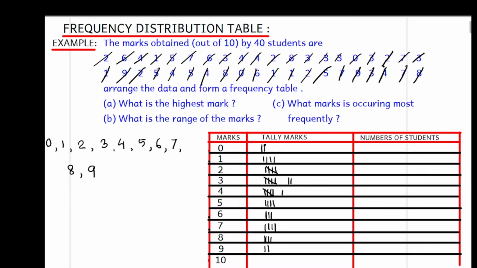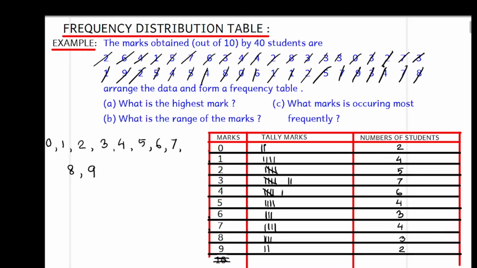Okay. So here no 10, up to 9. Okay. So we have to cut this 10. Now see, here we have to write number of students. Okay. Number of students. So this is called the frequency. And this is the tally mark. Now 0 is repeating how many times? 2. Then 4, 5, 7, 6, 4, 3, 4, 3, 2.